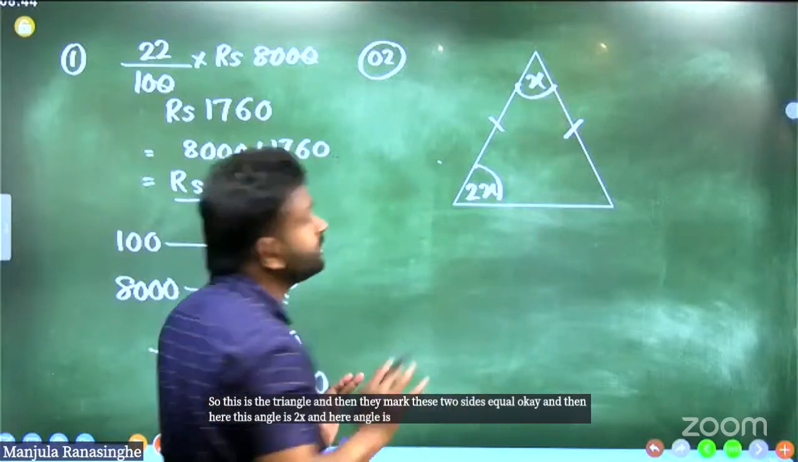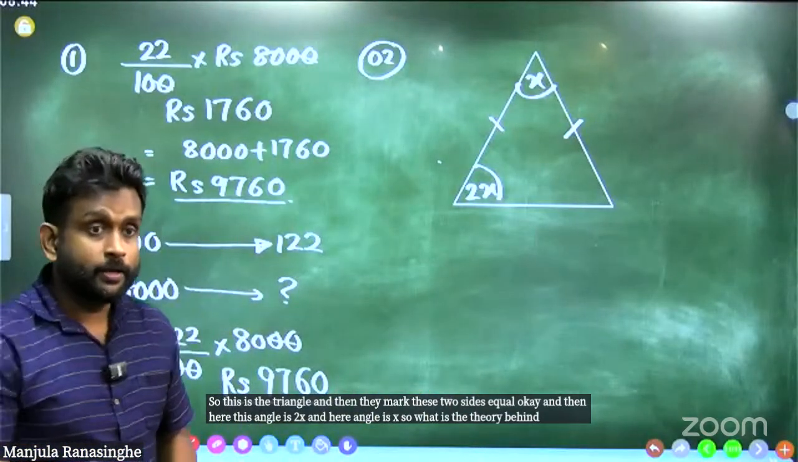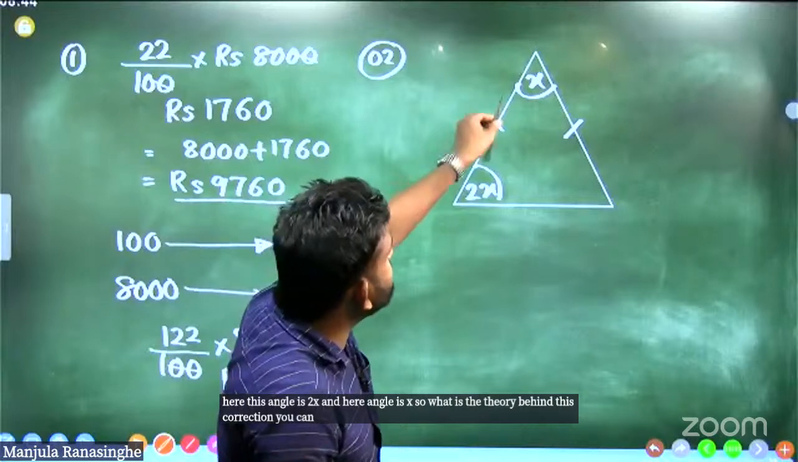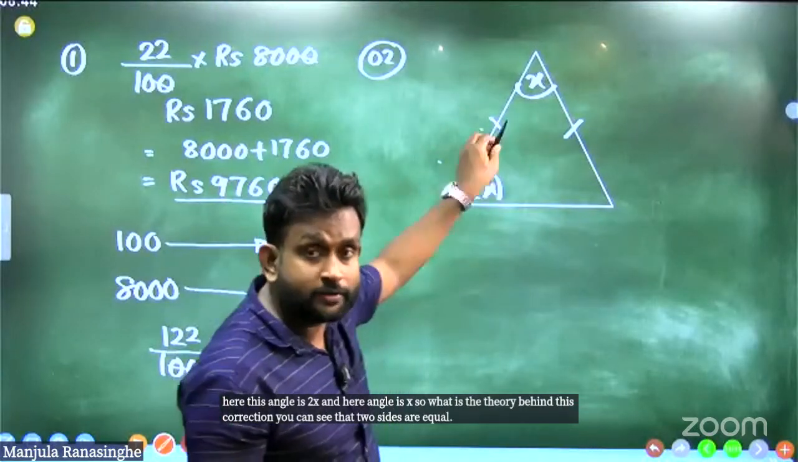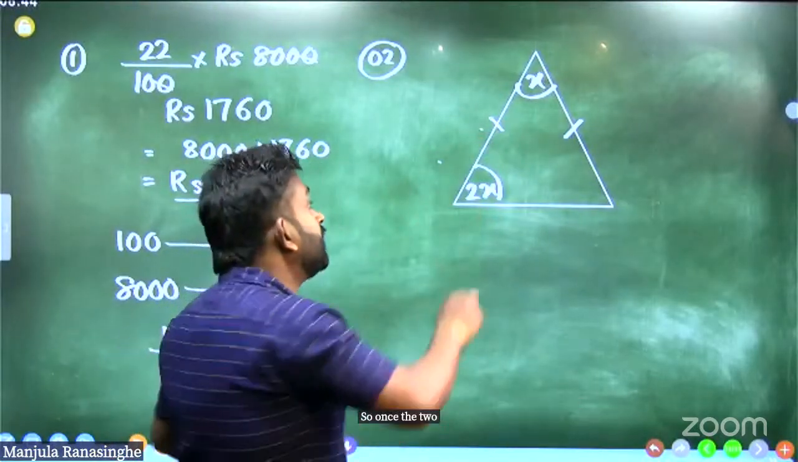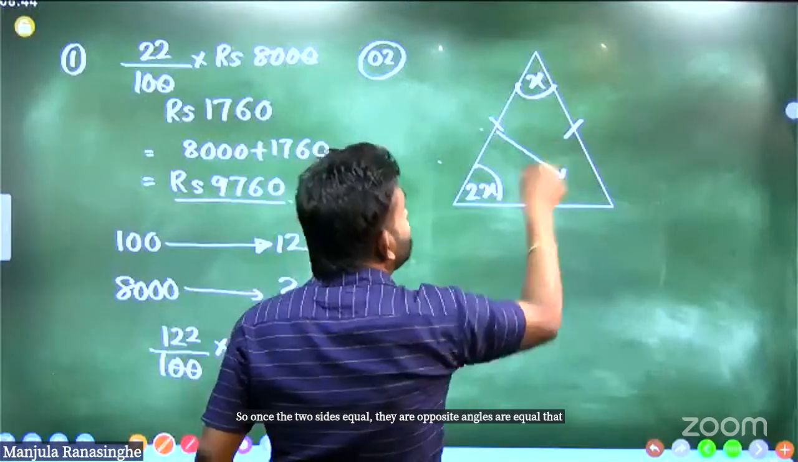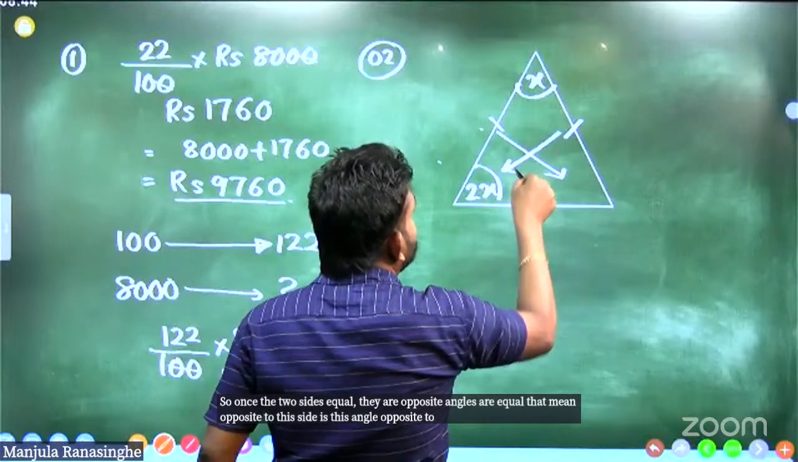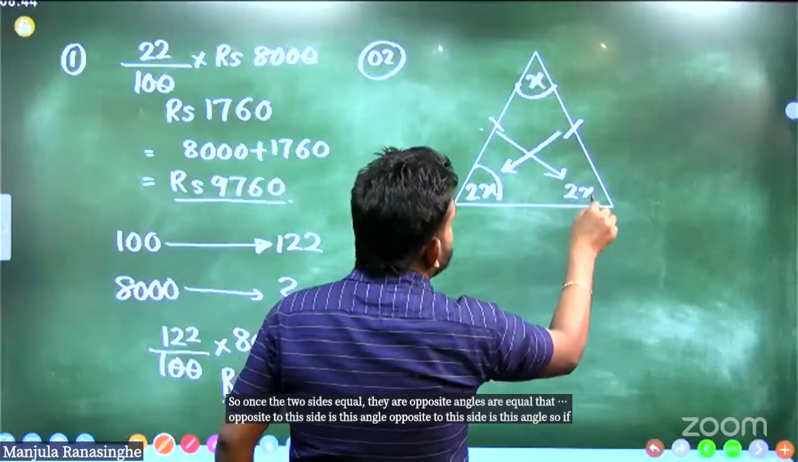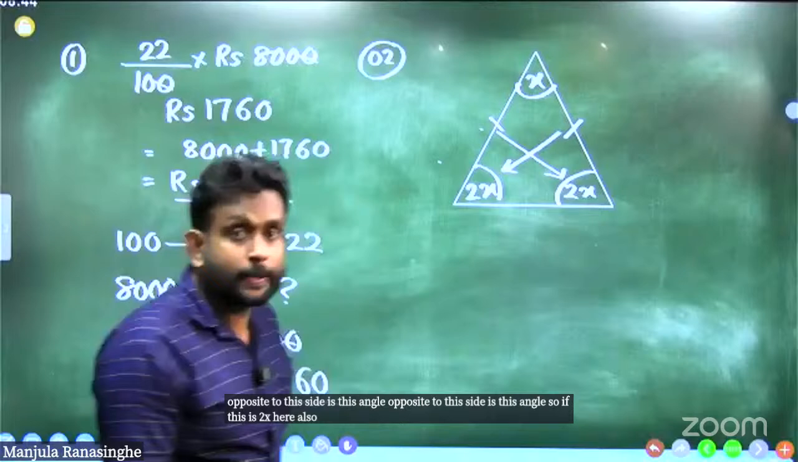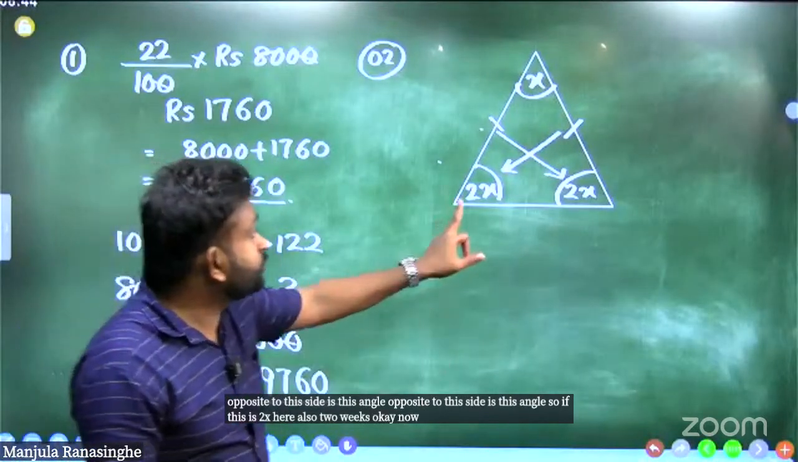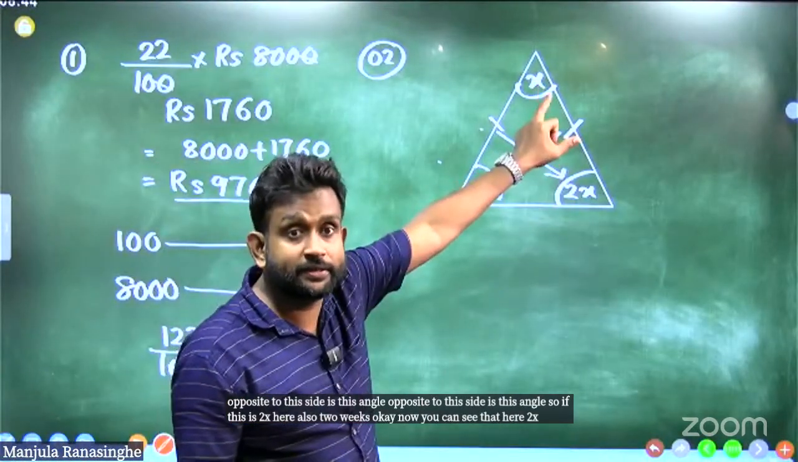So what is the theory behind this equation? You can see that two sides are equal. So once two sides are equal, their opposite angles are equal. That means opposite to this side is this angle, opposite to this side is this angle. So if this is 2x, here also 2x. Okay. Now you can see that here 2x, here 2x, and here x comes.